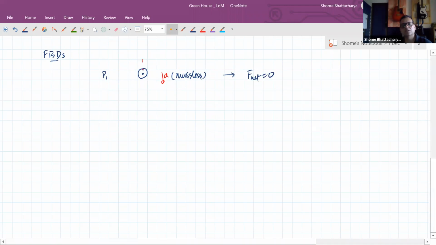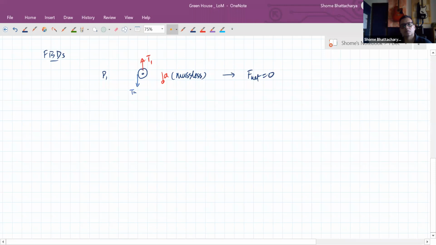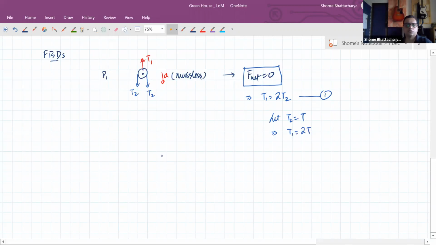So what is the net force on it? There is tension T1 acting upwards, and the two tensions T2 and T2 acting downwards. Because of this, T1 must be equal to 2T2. This is our first equation. Let T2 be equal to T, therefore T1 becomes 2T. That is our first important equation, the relationship between the tensions. Make a note of this first. This is of course with respect to the ground frame only.